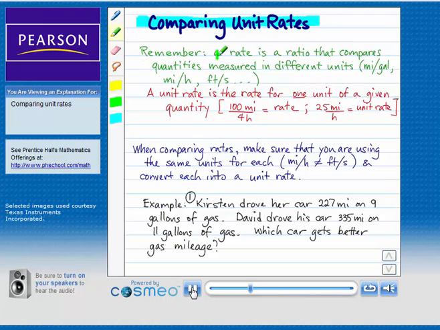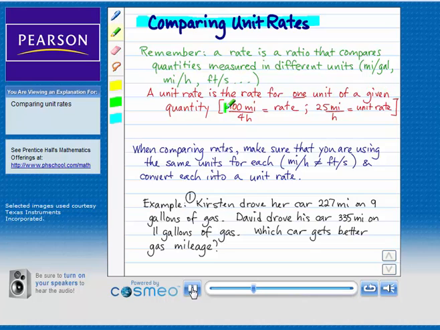Now remember, a rate is a ratio that compares quantities measured in different units. For example, miles per gallon, miles per hour, feet per second, and so on. A unit rate is the rate for one unit of a given quantity.